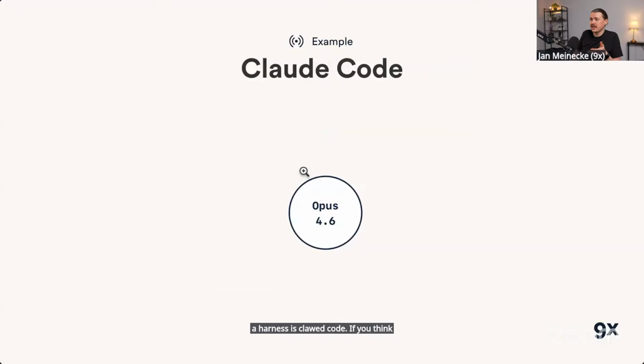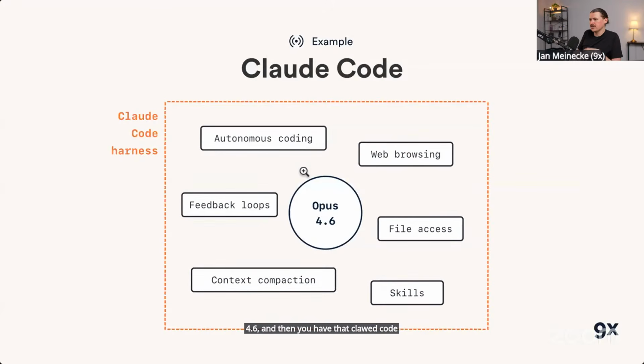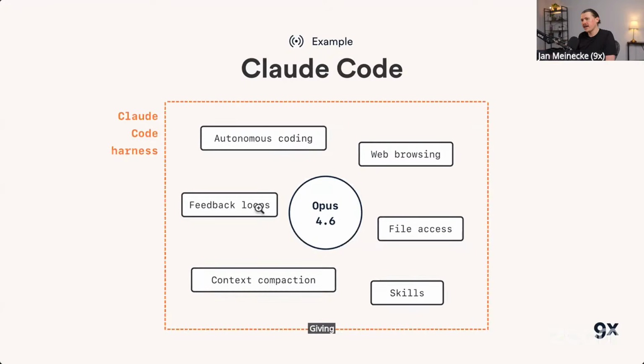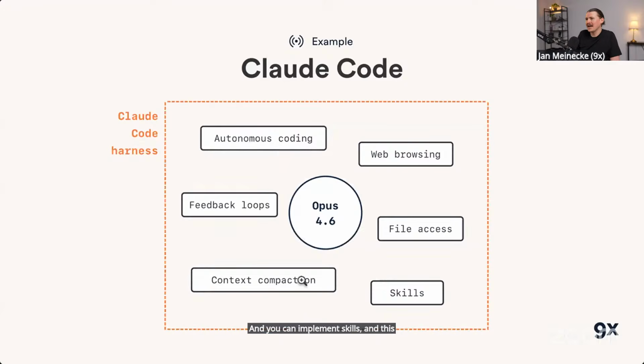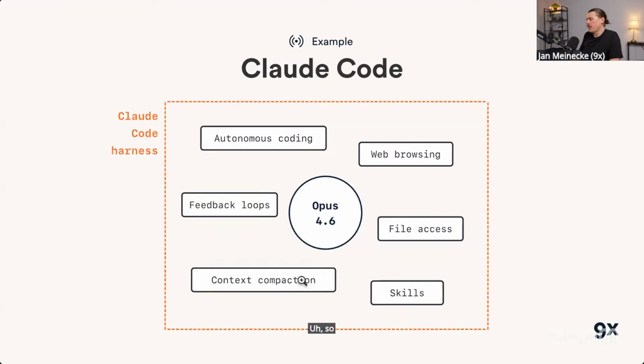Another example of a harness is Claude Code. Think about an AI model that you'd be running in Claude Code, like the new Opus 4.6, and then you have that Claude Code harness around it, allowing you to do autonomous coding and web browsing. They have a feedback loop feature so that when your agent writes some code, it actually tests it before giving the answer back. It can access files, it handles context in a really smart way, and you can implement skills. This harness is one of the reasons why Claude Code has become so popular.